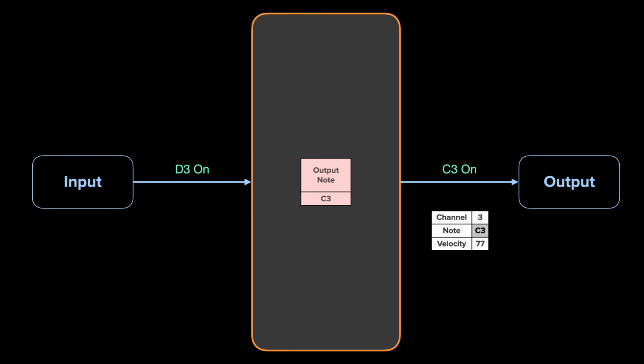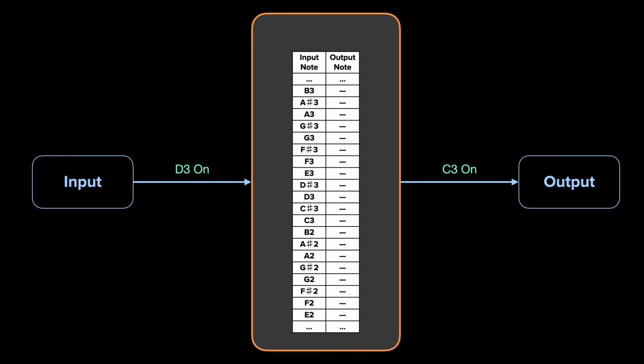To do that, Harmonize maintains a table with a row for every possible input note.